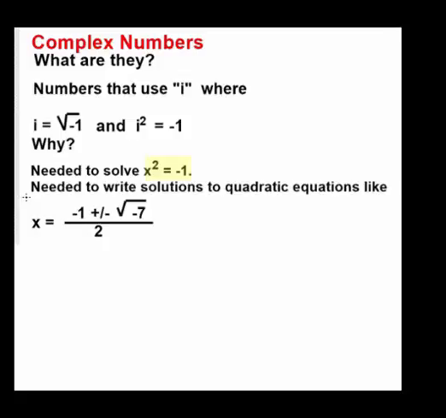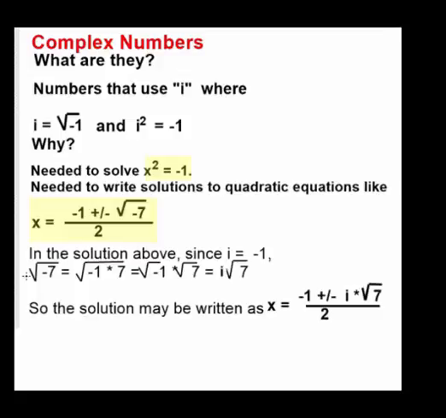Also, if we solved a quadratic equation and we got the solution x equals -1 plus or minus the square root of -7, all over 2, we need some way of expressing that square root of -7. i gives us a way. We can rewrite the square root of -7 as the square root of -1 times 7, and then break that up and write it as the square root of -1 times the square root of 7. Well, the square root of -1 is i, so we get i times the square root of 7. So our quadratic solution can be written as x equals -1 plus or minus i square root of 7.